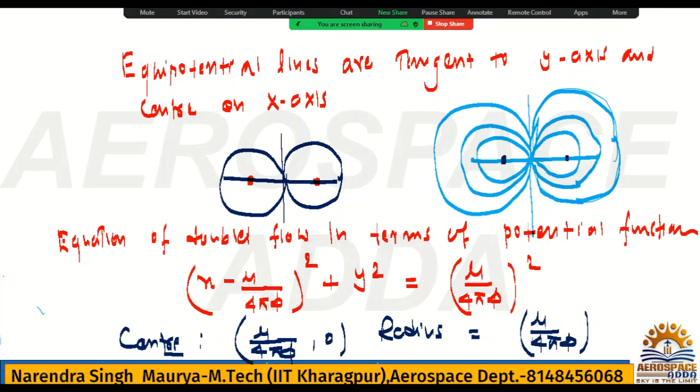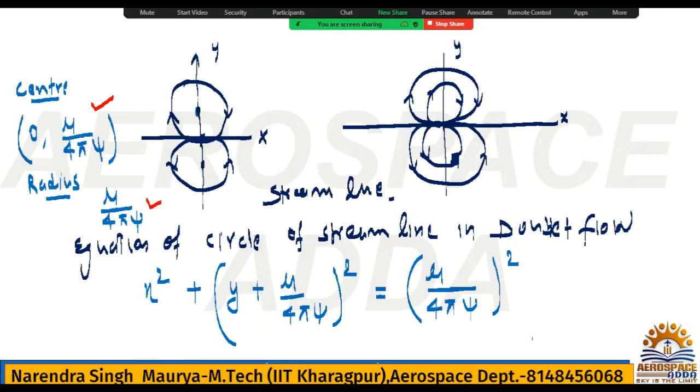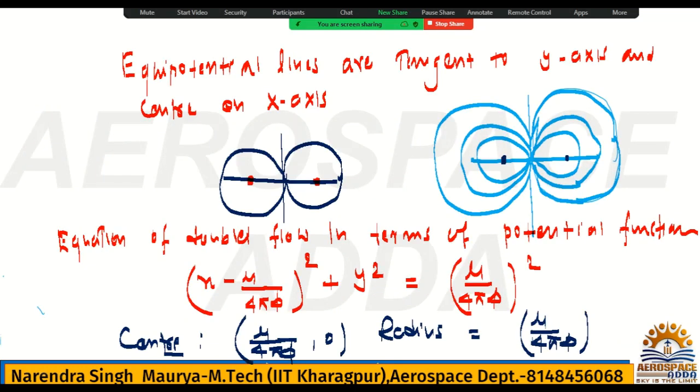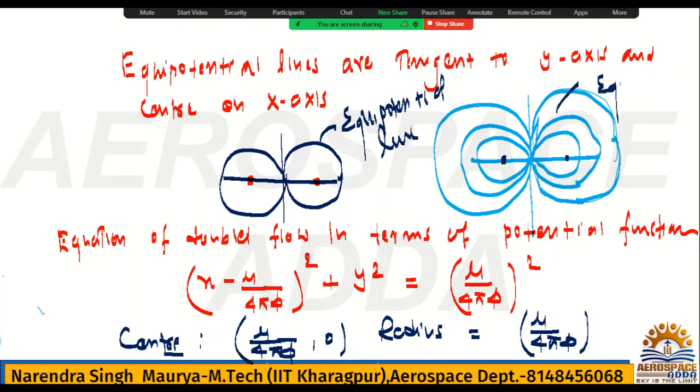So this question will be asked to you frequently. What will be the center when it is streamline? What will be the radius? So this is the center and radius for the streamline in case of doublet flow, and this is the center and radius of the equation for the potential line, equipotential line. Okay, these are the equipotential lines. Yes or no? These are the equipotential lines.